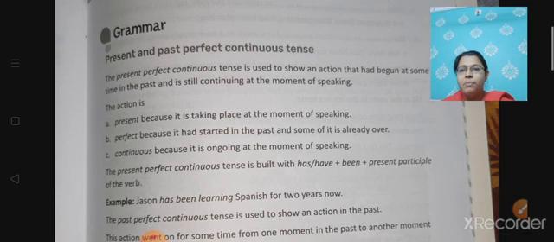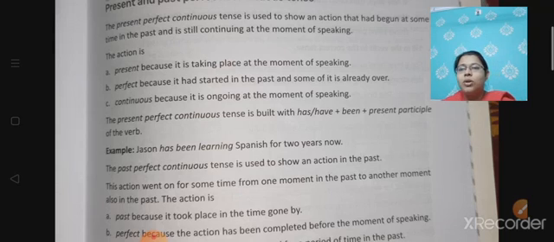Okay, so that is the formation of present perfect continuous tense. Has or have plus been plus present participle. For example, John has been learning Spanish for 2 years now. That means जेसन ने स्पेनिश कब से स्टार्ट किया है लर्न करना? 2 years back, and he is still learning, right? So that action of learning is still going on, but it started in past and he has learned somewhat Spanish, लेकिन अभी भी उसका सीखना कंटिन्यू हो रहा है, राइट? इसीलिए ये सेंटेंस प्रेजेंट परफेक्ट कंटिन्यूअस टेंस में है.